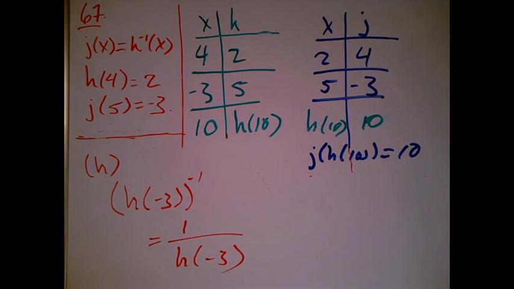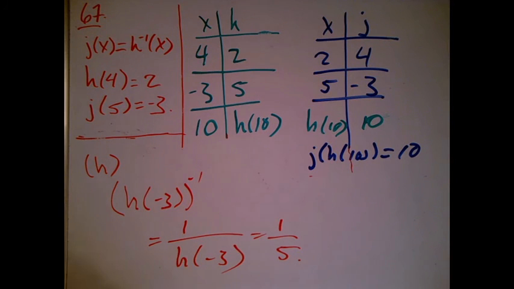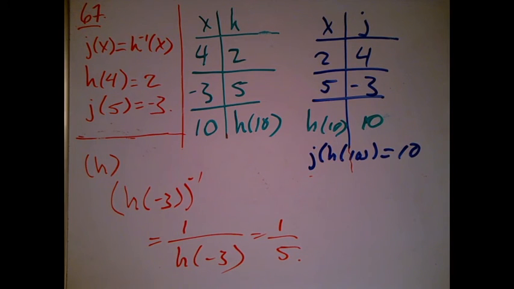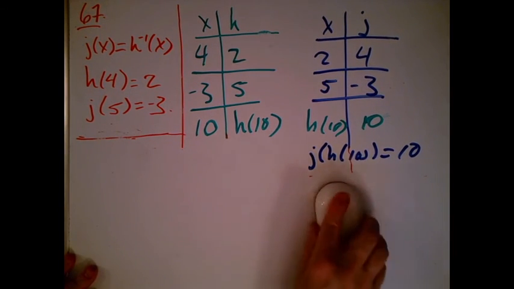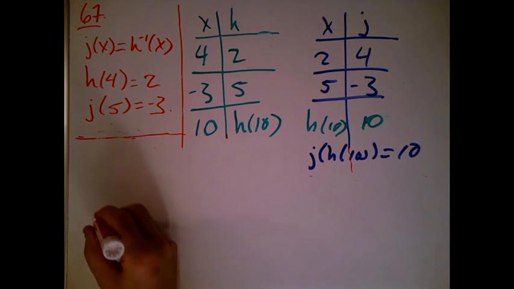Well, we know h of minus 3 is 5, right? So we're just going to get 1/5 here. But it has nothing to do with inverse functions. This minus 1 is about the whole value, not just h. It's not the inverse function. It's the reciprocal. So that's part H. And again, if you're having trouble with this, just stop the video and watch whatever you want.